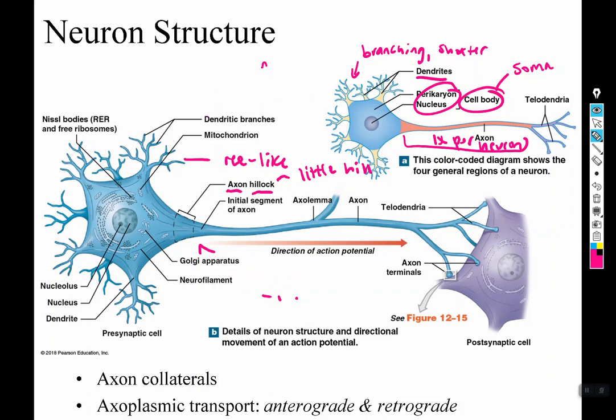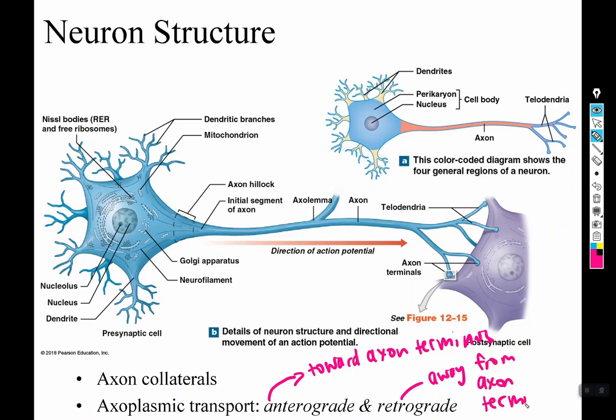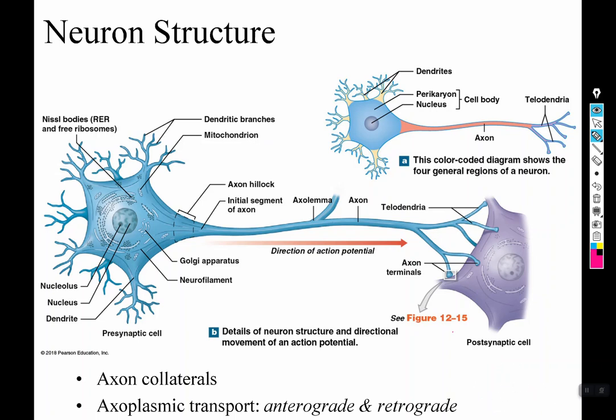So, axoplasmic transport refers to the transport of materials from the soma down to the end. So anterograde and retrograde. So anterograde means toward axon terminus or end, and retrograde means away from axon terminus, so towards the cell body. So this is not the same thing as an action potential, it's different.